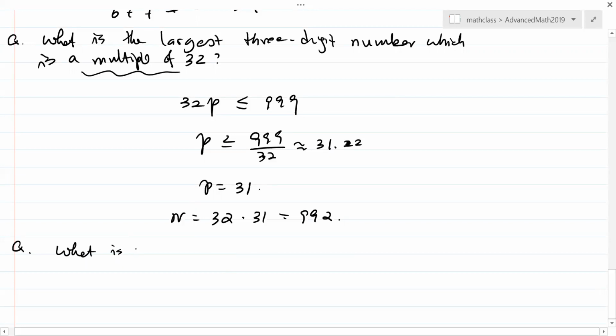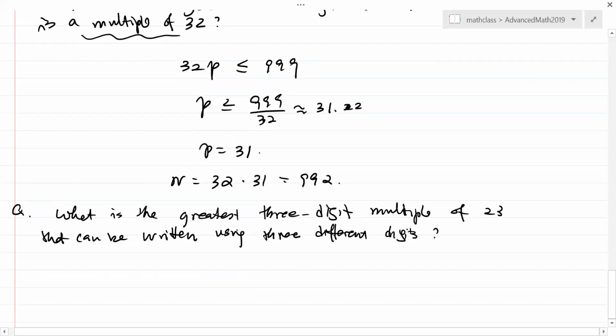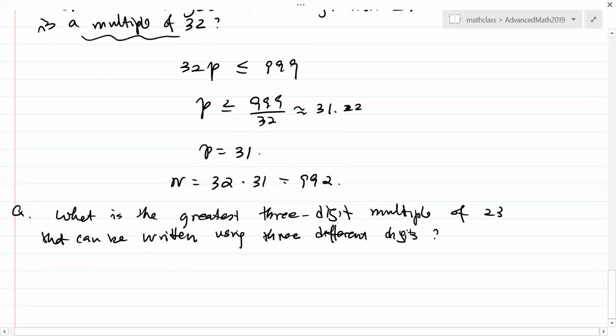So here's the next problem. What is the greatest 3-digit multiple of 23 that can be written using 3 different digits? Okay, now this is slightly different. You're looking for a 3-digit multiple of 23, so the number must be a multiple of 23. But it can be written using 3 different digits. Clearly 992 is not, for example, it has 2 identical digits.